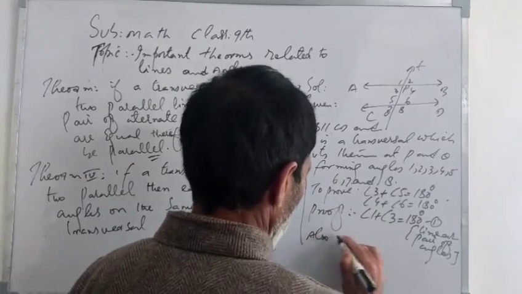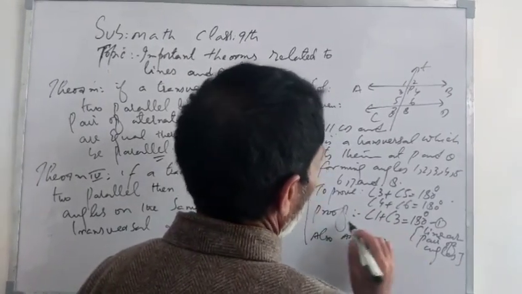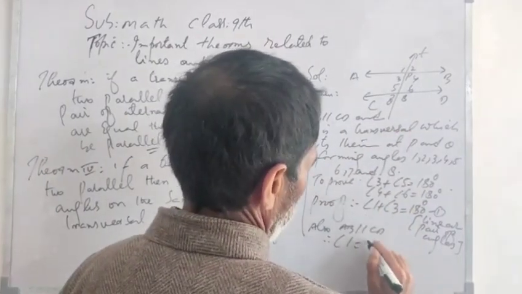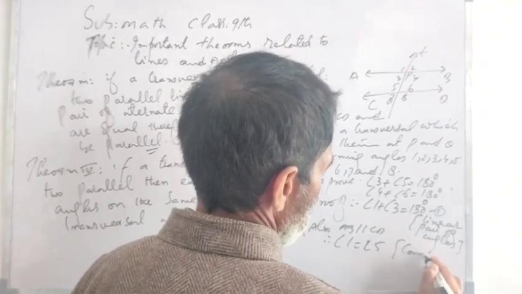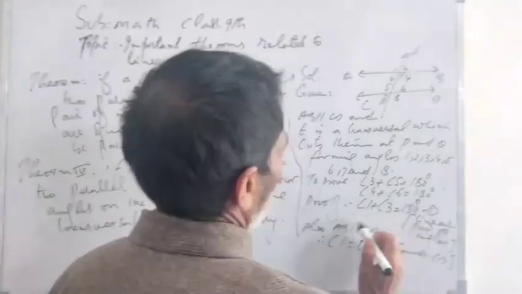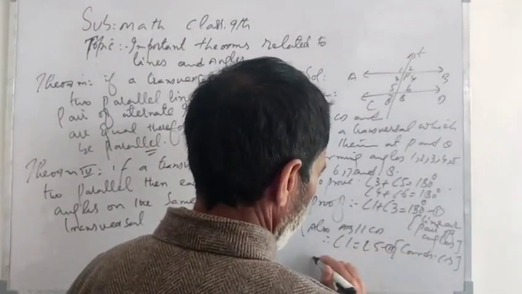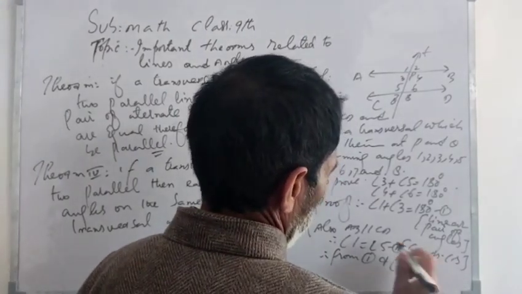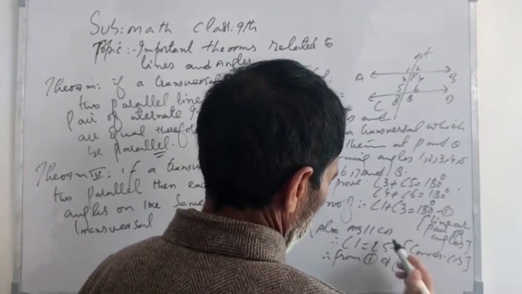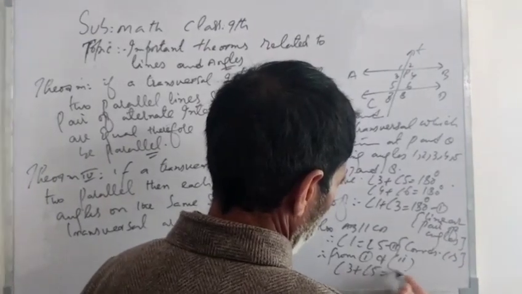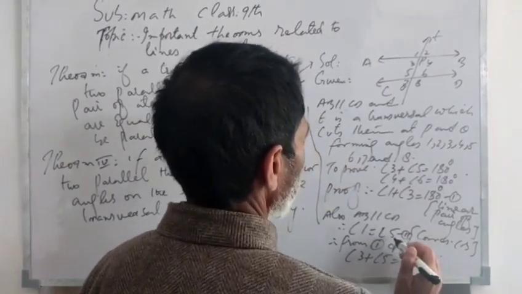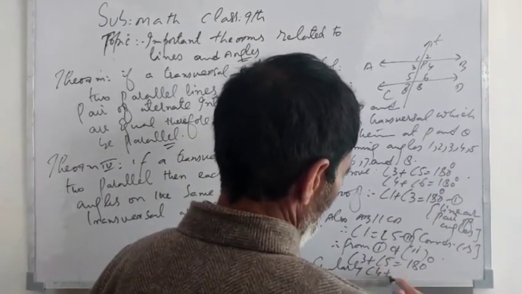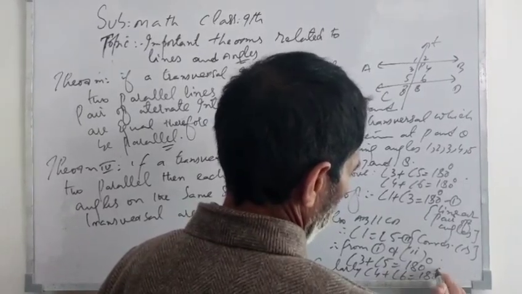Also, AB parallel CD. Therefore, angle 1 will be equal to angle 5, corresponding angles. This is second. Therefore, from first and second, instead of angle 1 we will write angle 5. Angle 3 plus angle 5 will be equal to 180, which was to be proved. Similarly, angle 4 plus angle 6 will be equal to 180.